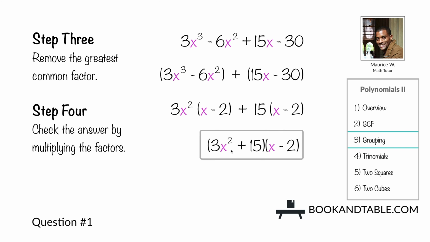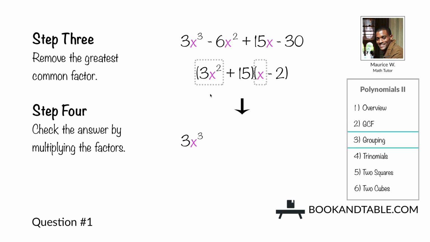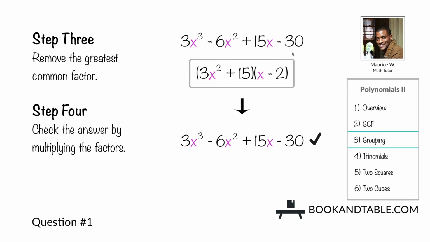Step 4, check the answer by multiplying the factors. The final polynomial that we get must match the original polynomial to confirm that these are the factors. When we multiply the factors, we get 3x squared times x, which is 3x cubed. Then we have 3x squared times negative 2, which gives us negative 6x squared. Then we have 15 times x, which gives us 15x. And lastly, we have 15 times negative 2, which gives us negative 30. And since our original polynomial and our final polynomial are matches, that confirms that we found the correct factors, which are 3x squared plus 15 and x minus 2.